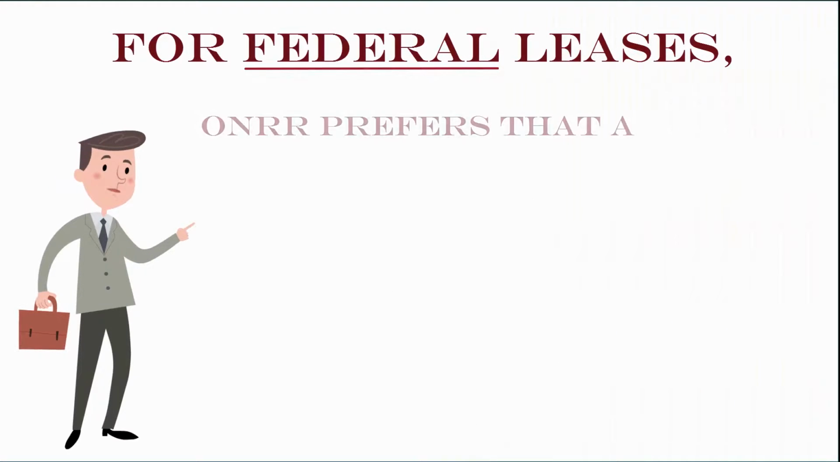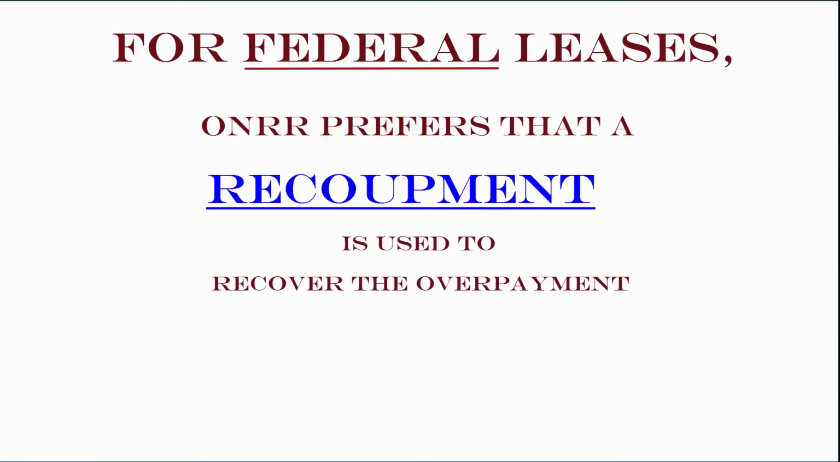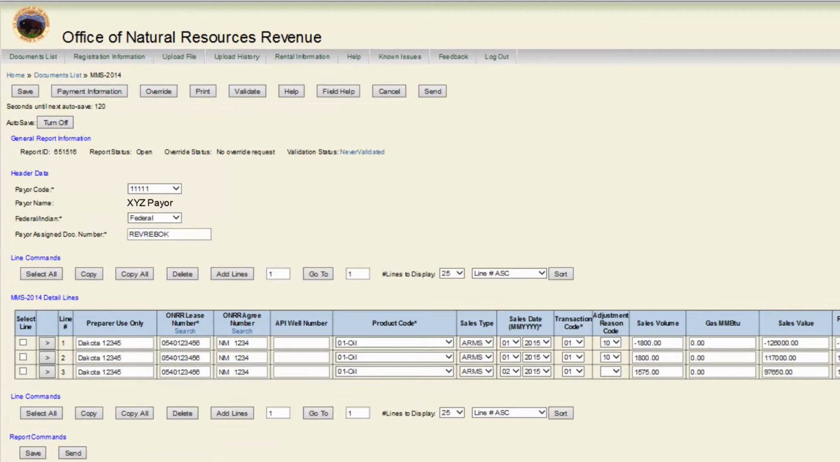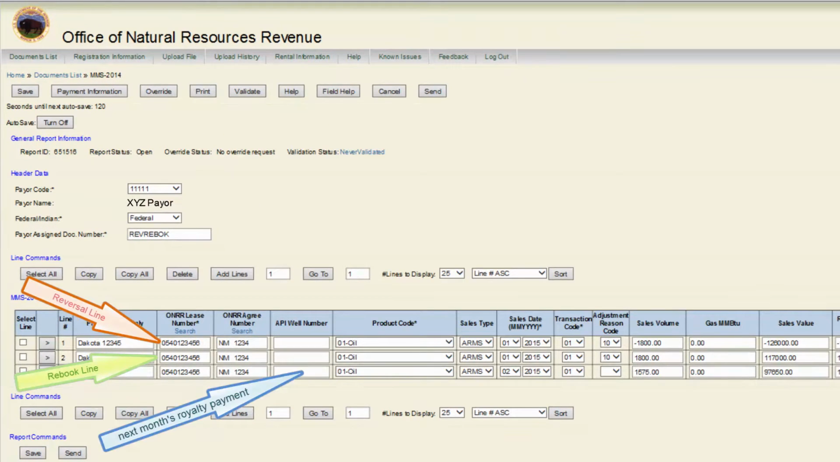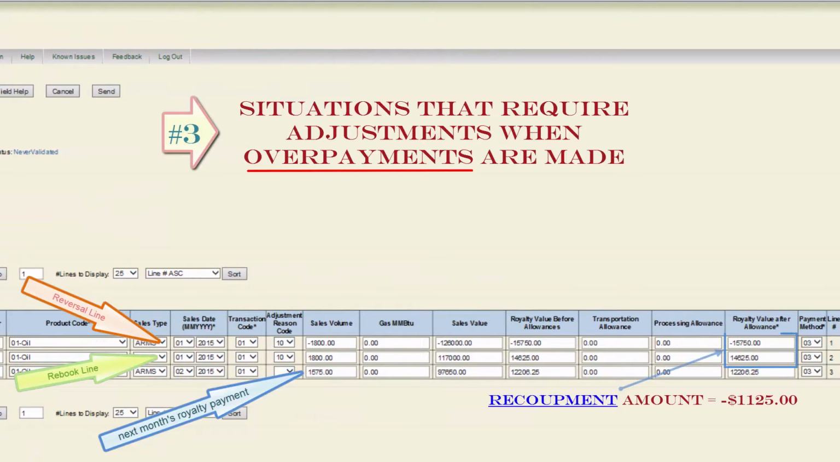For federal leases, Honor prefers that a recoupment is used to recover the overpayment as a credit against the balance of a new positive 2014 report. This means you can submit these types of adjusting lines along with your normal royalty reporting and paying processes and use the royalty due after allowances to recoup your credit.